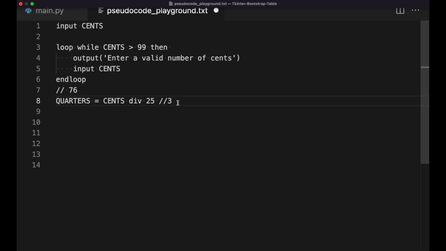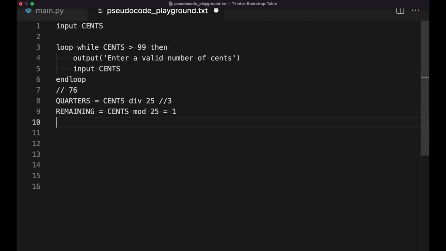But we still have some cents left over once we do that, right? So next we're going to do remaining equals cents mod 25. And if we do 76 mod 25, if we just divided 76 by 25, we would have 3 remainder 1. So that means right here we're going to have 1. We just have 1 cent left. Okay.